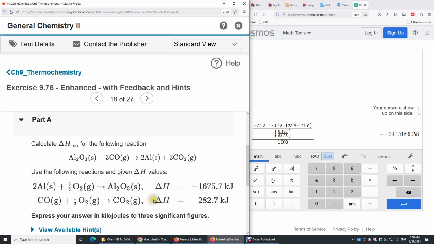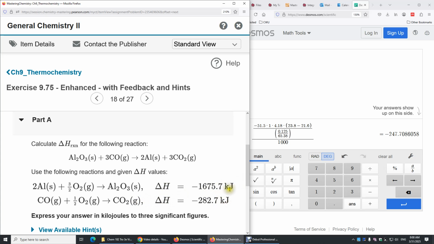We're given 2 other chemical reactions. They're all balanced. This is aluminum reacting with oxygen to produce aluminum oxide. The second reaction here is carbon monoxide reacting with oxygen to produce CO2. We have the enthalpy of reaction here and here.